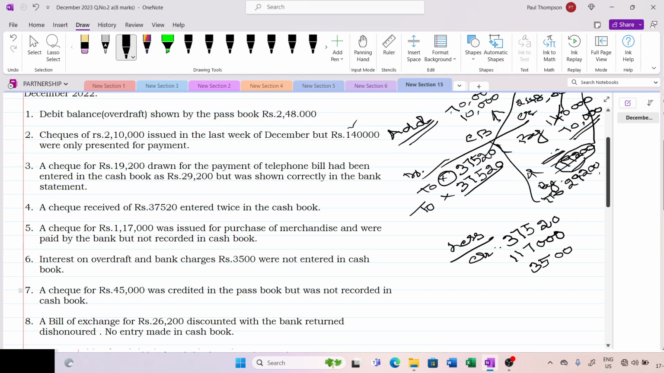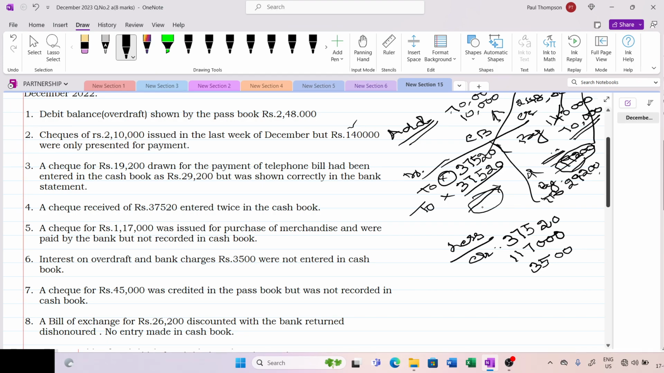A check for 45,000 was credited in the passbook, not recorded in cash. See here, it should have been recorded. 45,000 has come directly into the bank. A customer has deposited 45,000. The moment any deposit comes in, the bank immediately would have reduced my loan overdraft, and if I write also, I will reduce my overdraft. But unfortunately, this information is not available.